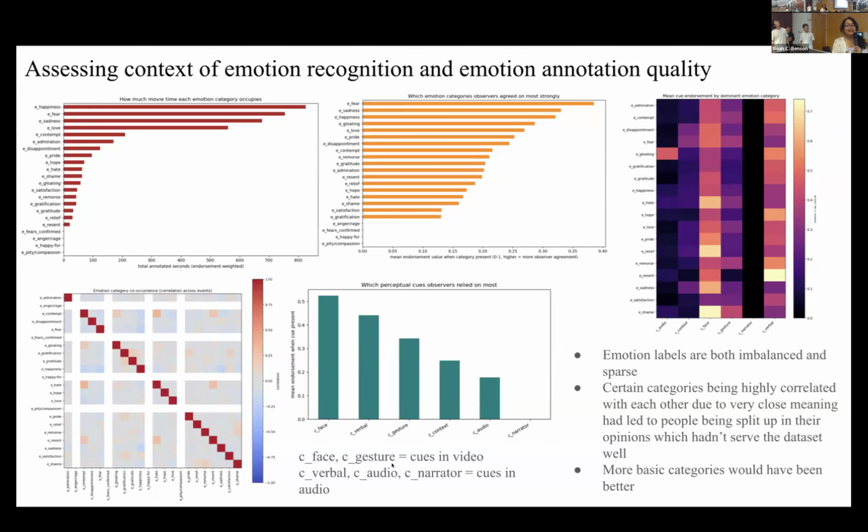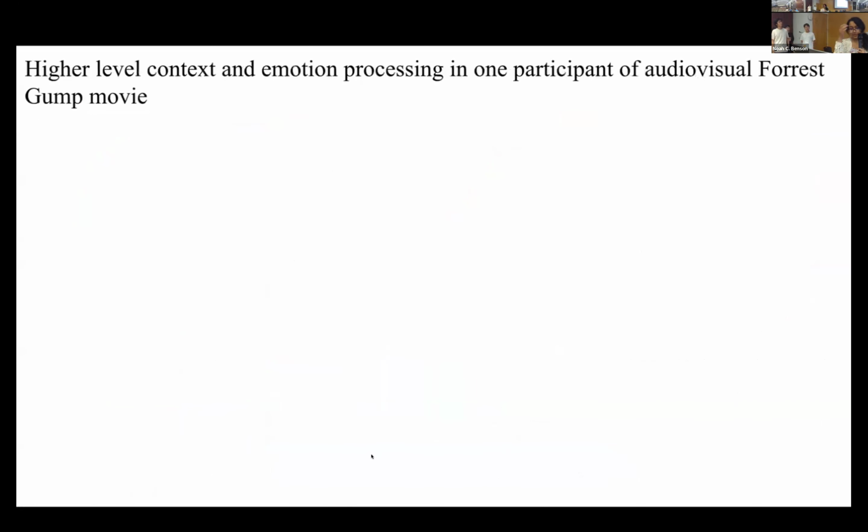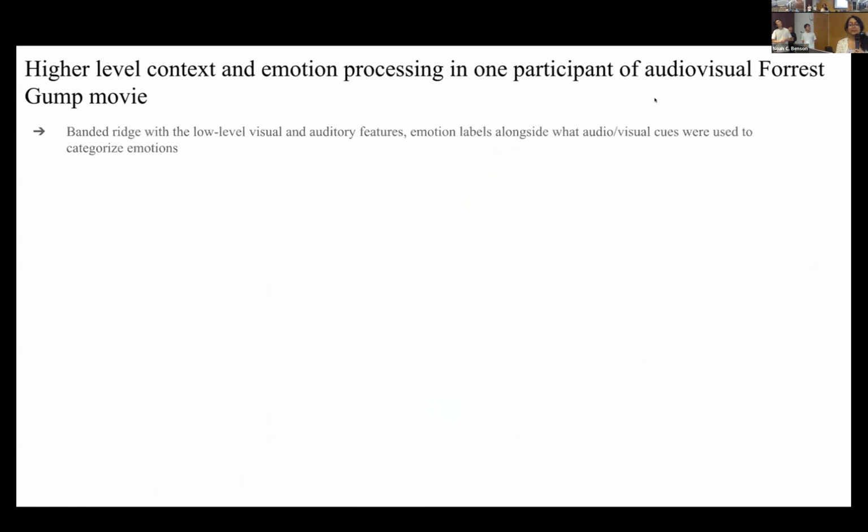I will highlight that the face and gesture are cues that are present in the visual, and the verbal, audio, and narrator are cues that are present in the audio, because this is going to be important for the next analysis, where we looked at the higher level context and emotion processing in one participant that watched the entire audiovisual Forrest Gump movie. So I ran a banded ridge with low-level visual and auditory features, and the emotion labels alongside what audiovisual cues were used to categorize emotions, which I just showed in the last slide.